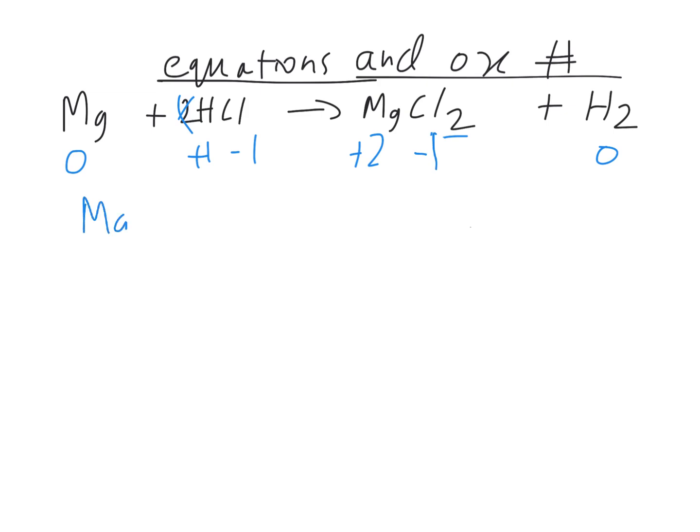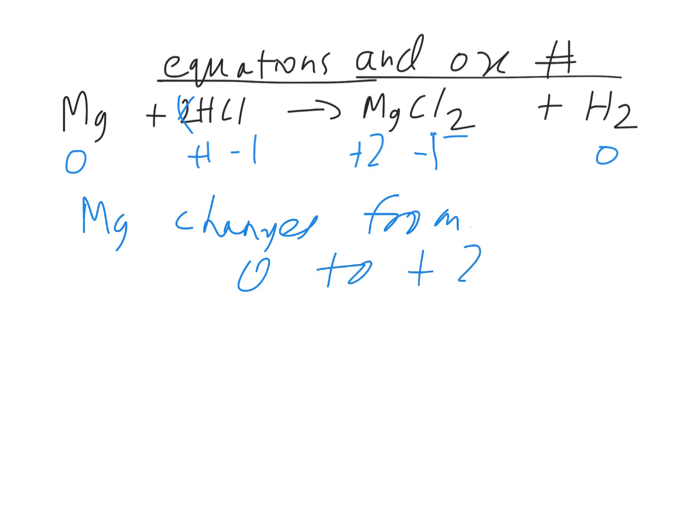So magnesium changes from 0 to +2, and this is an increase in oxidation number, and when oxidation number goes up, this is considered to be an oxidation.